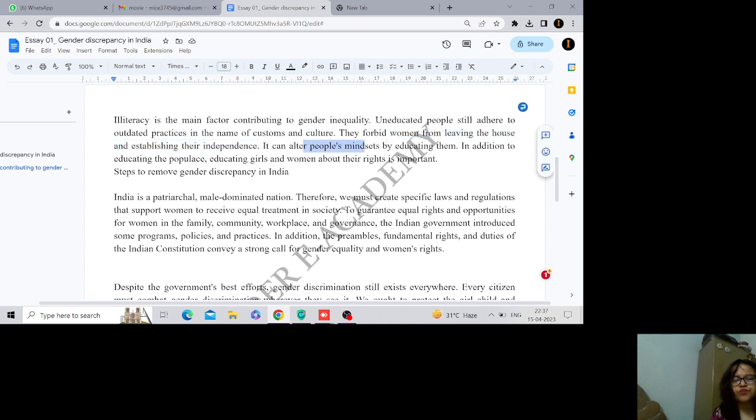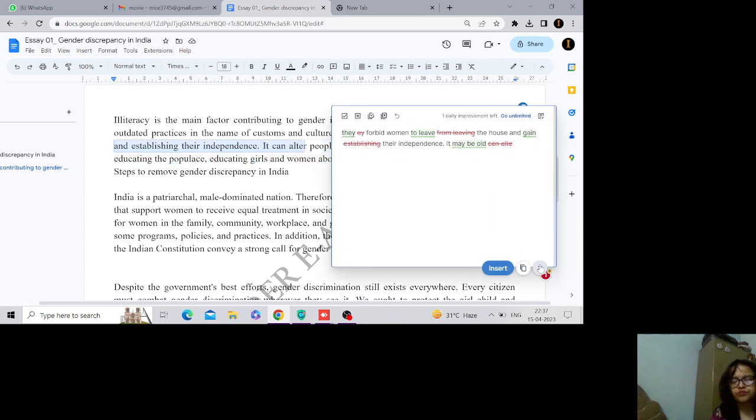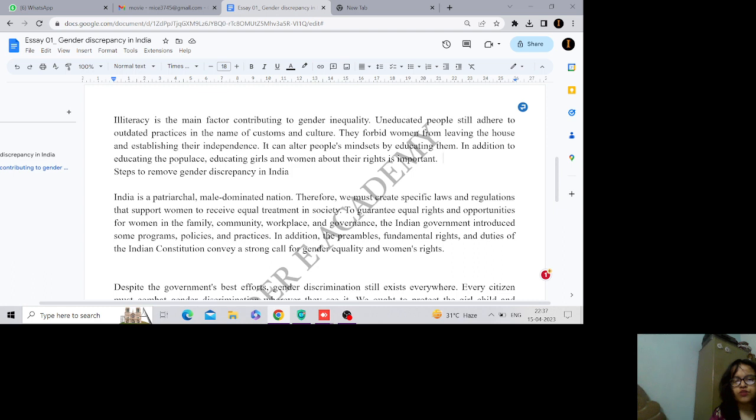It can alter people's mindsets by educating them. Basically, if females get proper education, it will help change the mindsets of people. In addition to educating the populace, educating girls and women about their rights is important. So it's not just educating the mass population. Females and girls should know what rights they have. So they need to know these things.